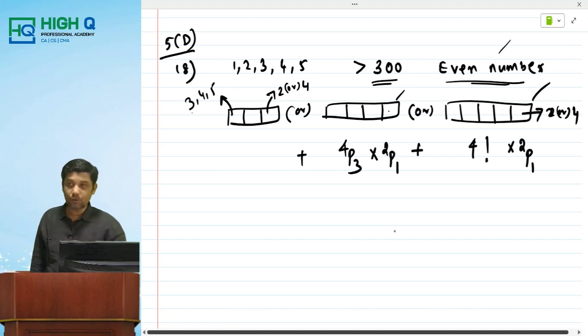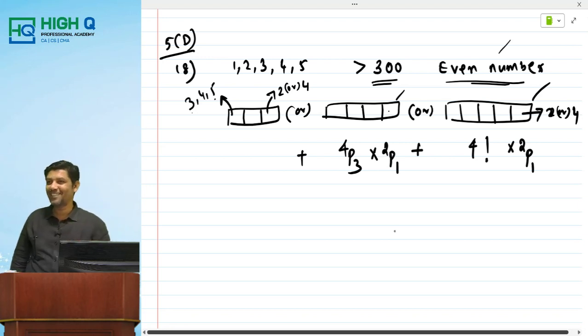First digit contains what? Either 3 or 4 or 5. If first digit contains 3, last digit must be 2 or 4. If first digit contains 5, last digit must be 2 or 4. If first digit is 4, only 2. Correct? So directly you cannot do it. Is that right, my dear? Yeah. So I am going to have 2 cases here.